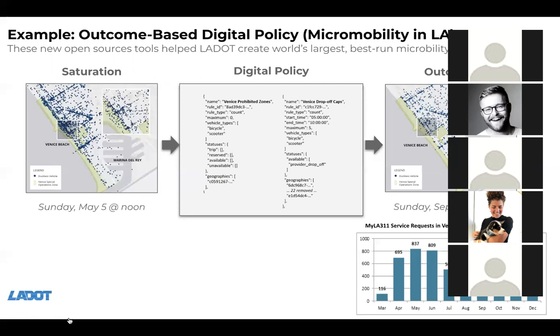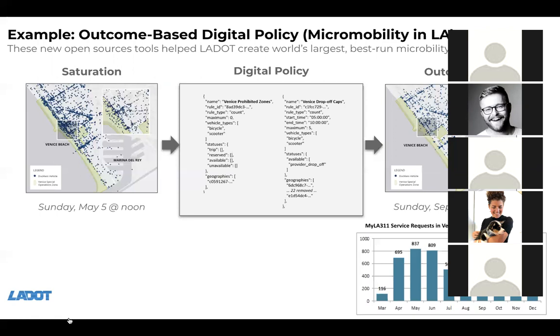And for those of us in the cities, the most important part is the bottom graph you see. It's the MyLA311 service requests, where everyone can call 311 and say, hey, I have a problem. These are from the Venice area. As you see, in May we had about 837 complaints and service requests dealing with scooters in that area. But as we implemented the policy in June, the complaints began to decrease. And by July, which was at that time one of our busiest months of the year for scooter ridership, the complaints had decreased down to 500.